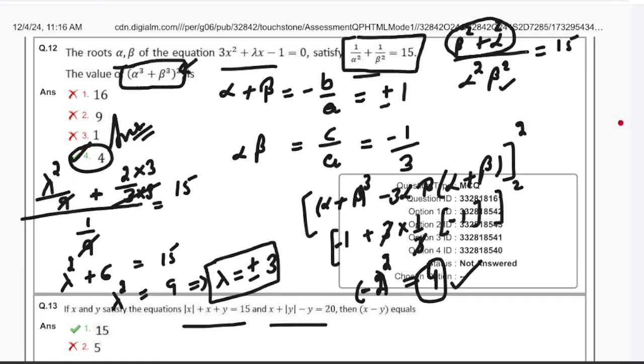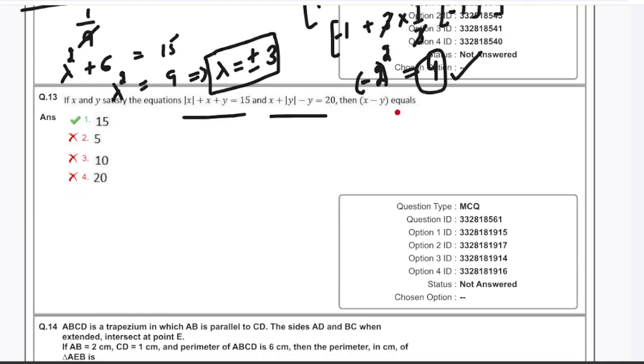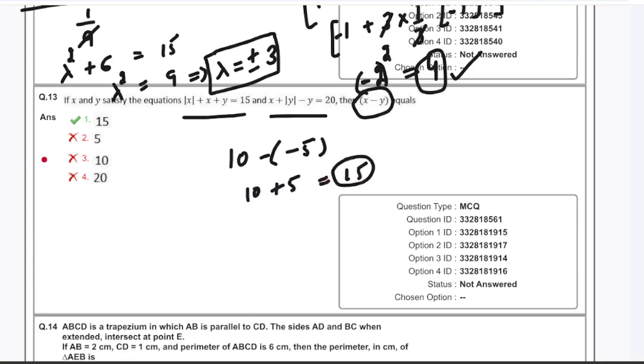And as in the question, we have to find the value of x minus y. So x is 10 minus of minus 5. That means x plus 5, the answer should be 15. So this is the answer I have. I hope it is quite clear now.